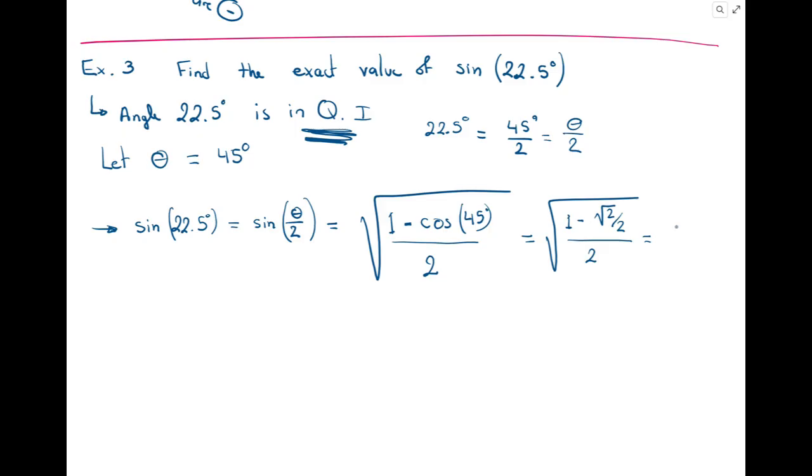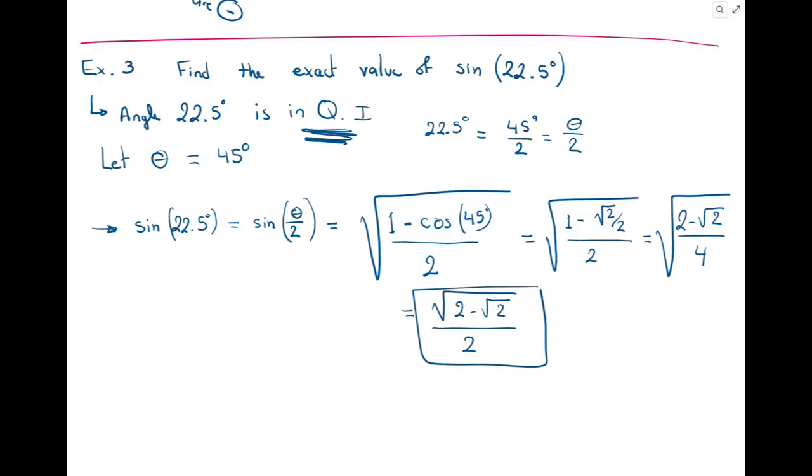Now I'm going to do a common denominator here. So I'm going to say this is the same thing as (2 minus root 2) over 4. But then that square root of 4 in the denominator can be simplified. So that will be the same thing as the square root of (2 minus root 2) all over 2. And that's how we evaluate the sine of 22.5 degrees. That's what it will be equal to.